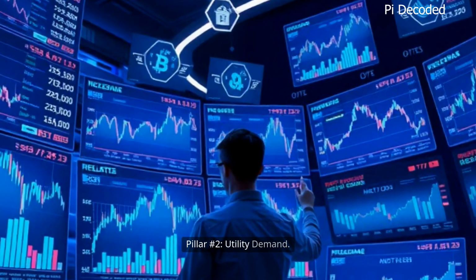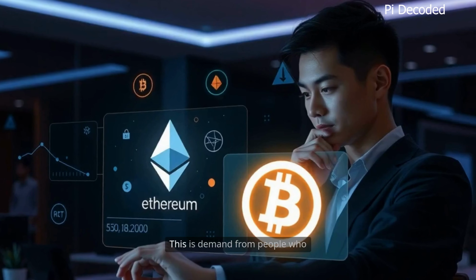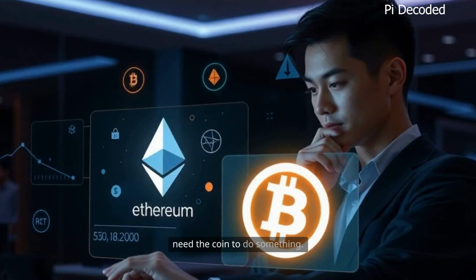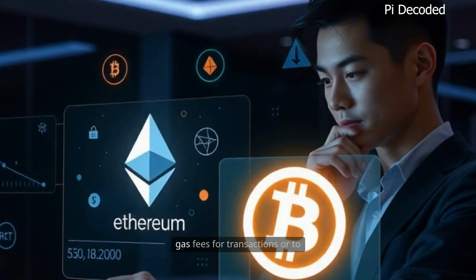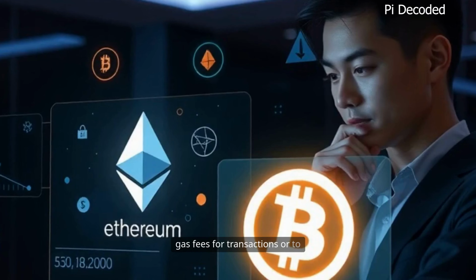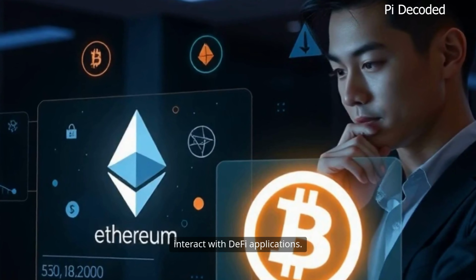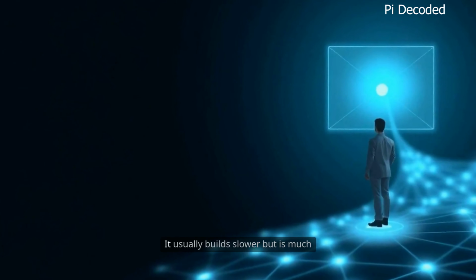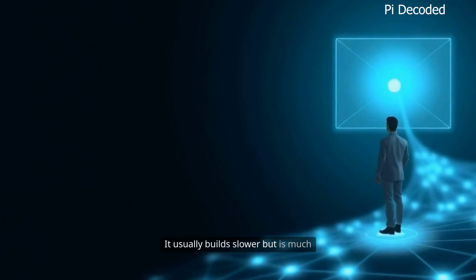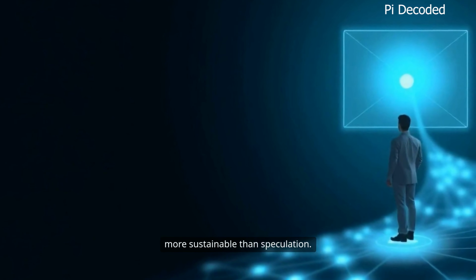Pillar number 2, utility demand. This is demand from people who need the coin to do something. With Ethereum, you need ETH to pay gas fees for transactions or to interact with DeFi applications. This demand is tied to the actual use of the network. It usually builds slower, but is much more sustainable than speculation.